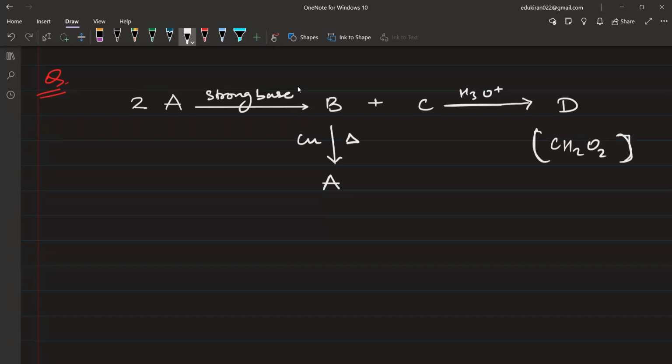And is there anything else? No, nothing else is told. Is it an alcohol or what? Okay, with this much information let's see what A, B, C and D are. Now obviously D, if you draw it, is only going to be C double bond O, hydrogen and OH. Correct? Yes or no?